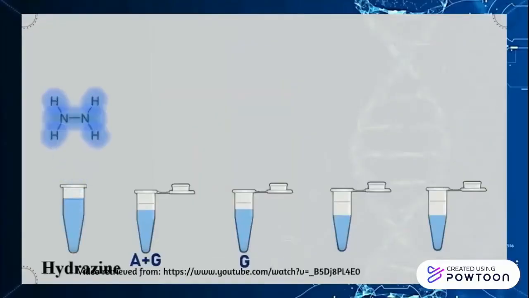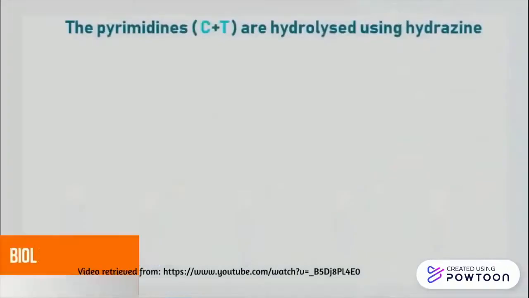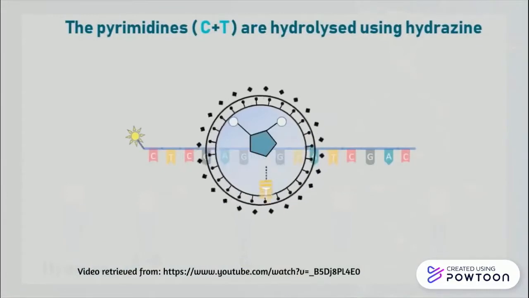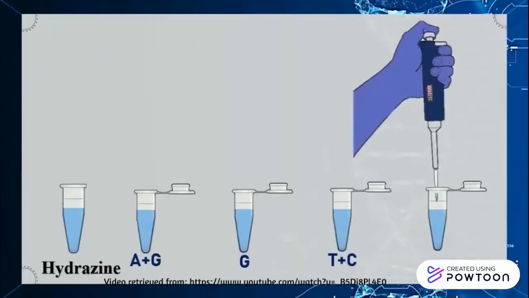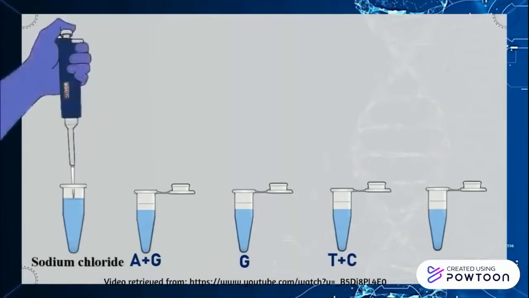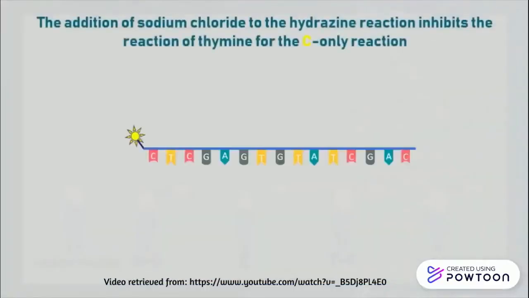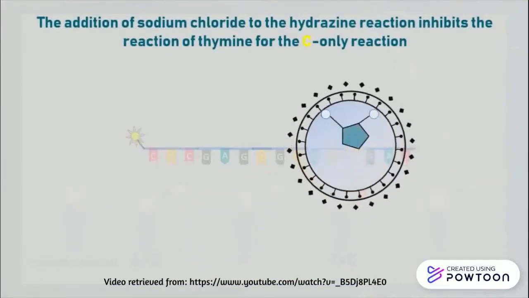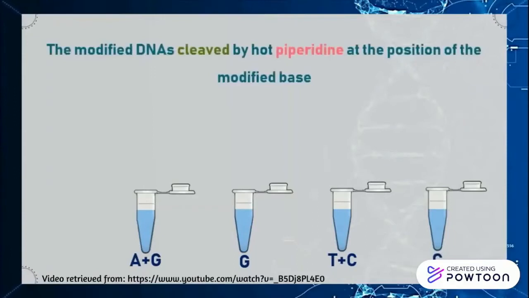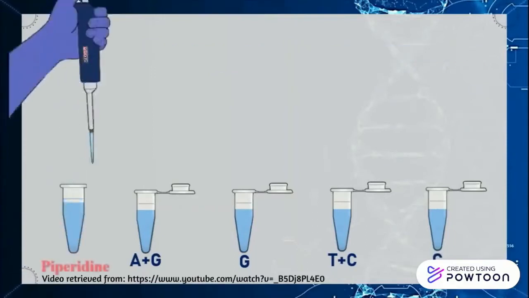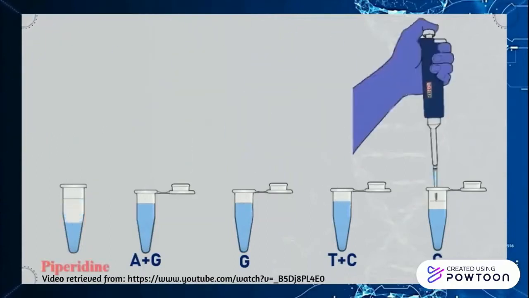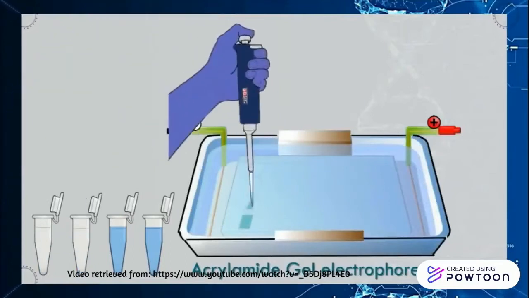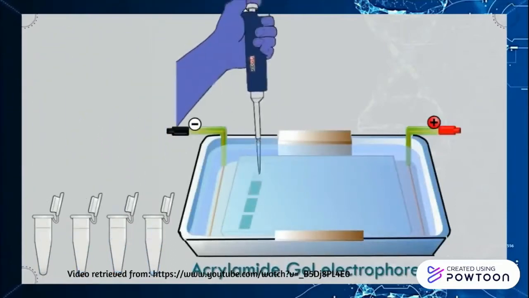The reaction for cutting the pyrimidines uses hydrazine reagents, which cut the bases cytosine and thymine. The presence of sodium chloride inhibits the reaction of hydrazine with thymine and produces only cytosine-terminating fragments. To complete the previous reactions, they added piperidine. The reactions were loaded on high percentage polyacrylamide gels and the fragments resolved by electrophoresis.